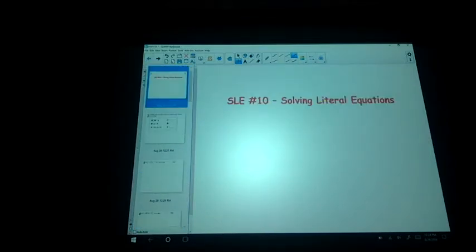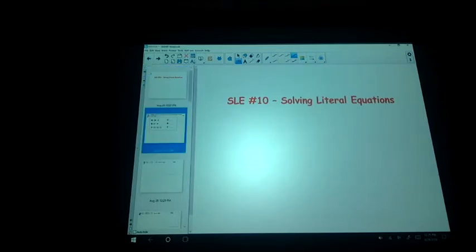All right, solving literal equations. You all have been working with literal equations for a long time. You've used it for like area of a rectangle is length times width. The literal equation is A equals L times W. You might have found the area of a circle using area equals pi r squared. Those are all literal equations.